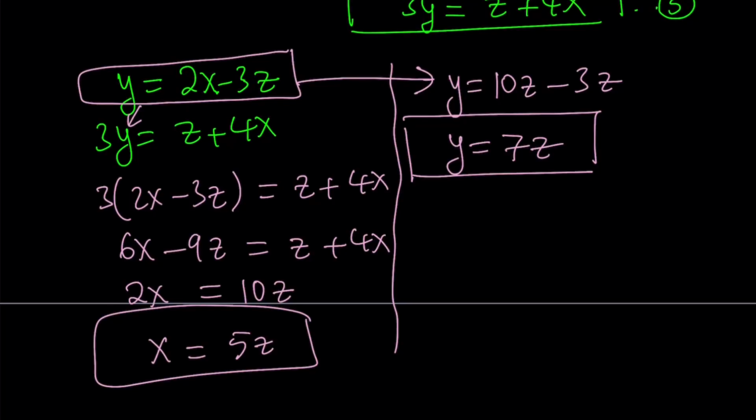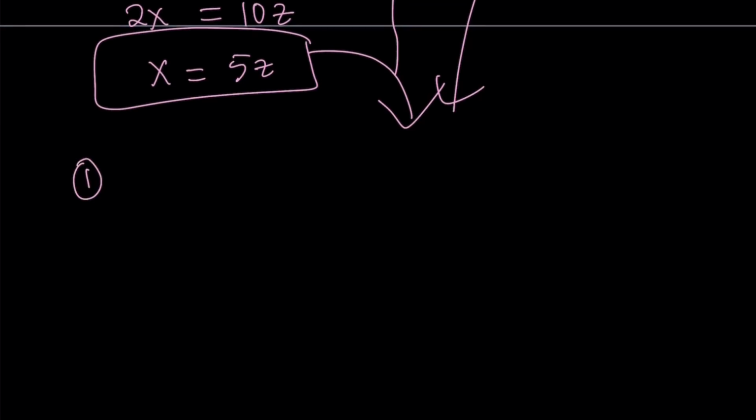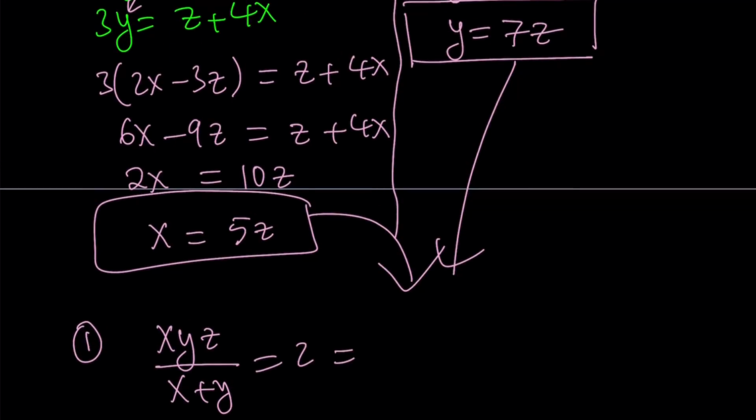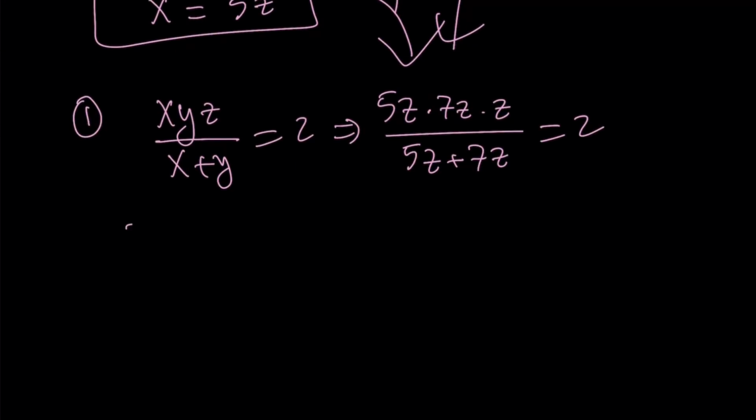So now we have both of these equations. We can go ahead and plug them into one of the original equations. So let's take the first one. Looking at number 1, we see xyz over x plus y equals 2. Now go ahead and replace x with 5z, y with 7z, and z with just z itself. And do the same thing at the bottom, 5z plus 7z, and that should equal 2. From here we get 35z cubed over, and then if you cross multiply, this is going to give you 12z. Multiply by 2, you're going to get 24z.